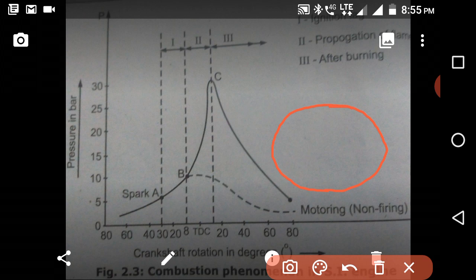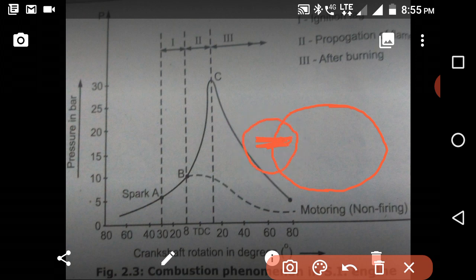We know that at the end of the compression stroke the piston will come to top dead center, meaning the compression process is already completed. Now in a spark ignition engine, somewhere in the combustion chamber we are placing the spark plug. We can say that this is the position of the spark plug.